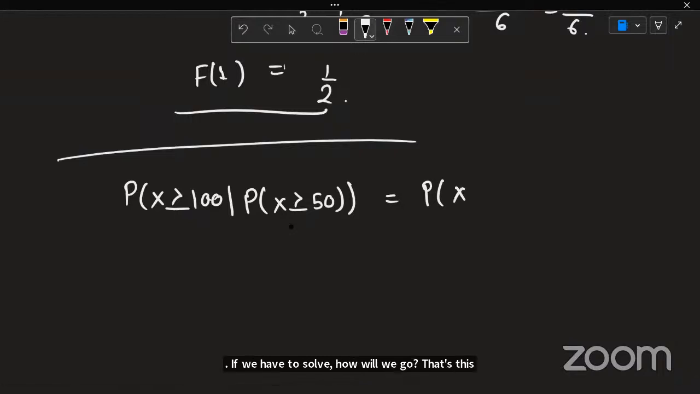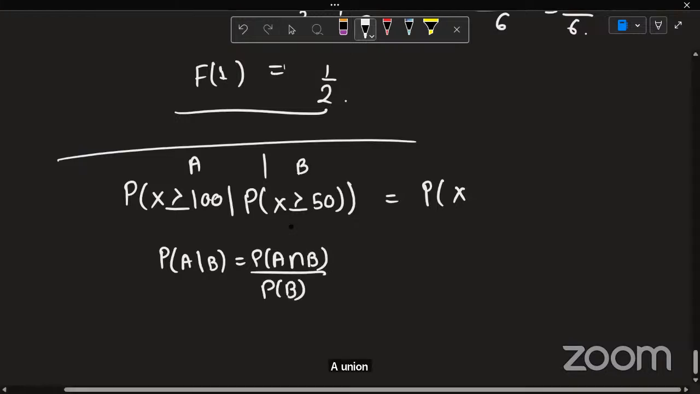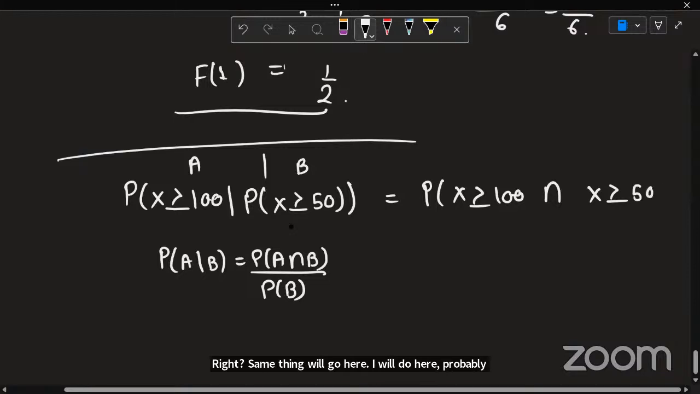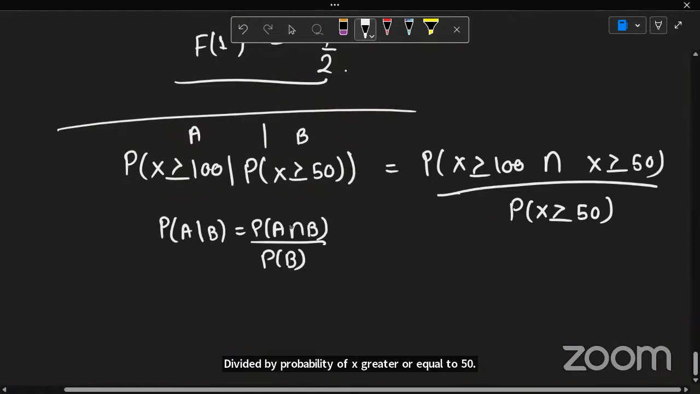This will be probability of, let's say, A given B. Probability of A given B is given as A intersection B over B. Right? The same thing we'll do here. Probability x greater or equal to 100 intersection x greater or equal to 50, divided by probability of x greater or equal to 50. What will the numerator give you?